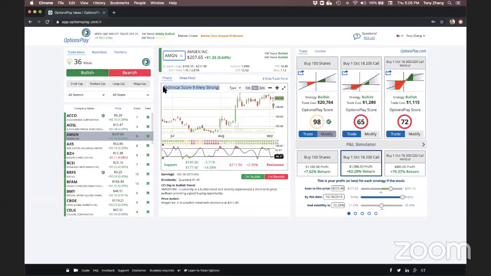9 month technical score is strong. These are the things that we're looking for in our trade ideas list: a technical buy signal, and the 1 month and 6 month trend is bullish.